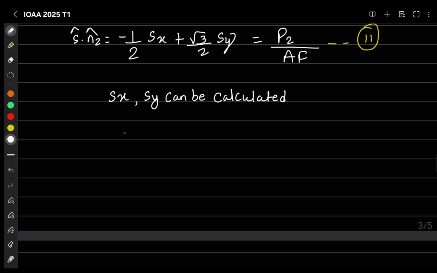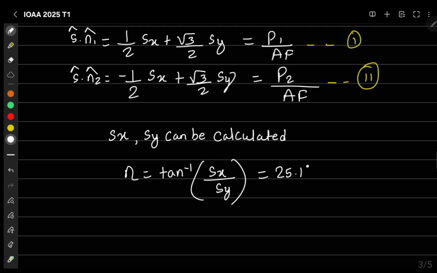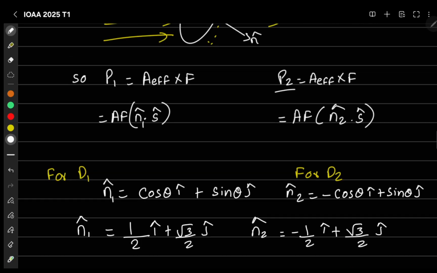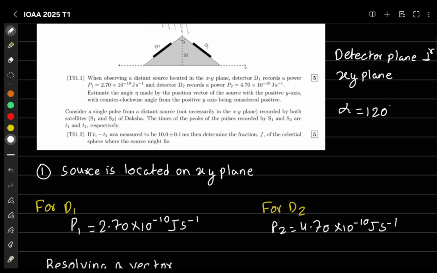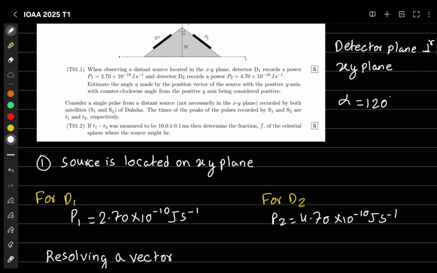right? And if I find eta, it is tan inverse of Sx and Sy. If I substitute the values, it turns out to be some 25.1 degrees. Now part 1 of the question has been completed. Now the part 2.